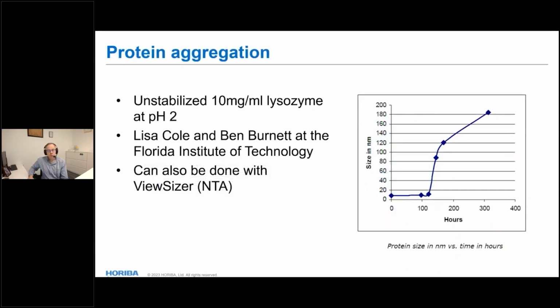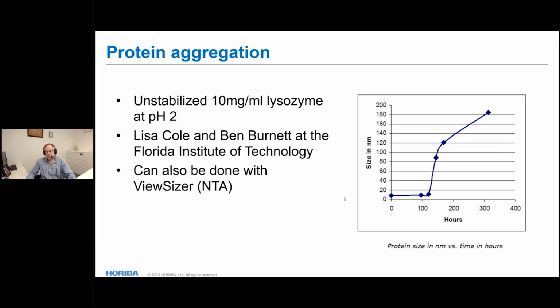Here's another example where we're looking at 10 mg per ml lysozyme at pH 2, and this was deliberately not a particularly stable system. Lisa Cole and Ben Burnett at FIT looked at measured size as a function of time. Over time, you could watch the size start, and then once the lysozyme degraded or unfolded sufficiently, it would start to aggregate. So here was about 120 hours or so.